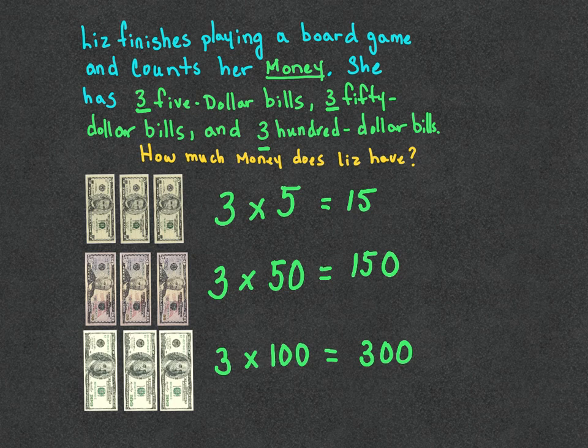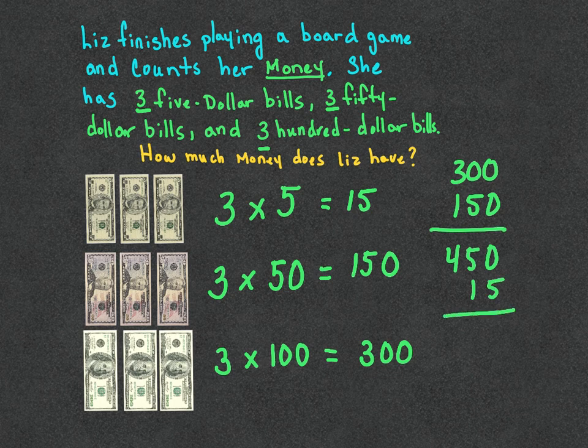All right, so how much money does she have? Well, then we would just add this all up. We have 300, 150, which would give us 450, plus the extra $15 would be $465. That is how much money Liz received after playing the board game.